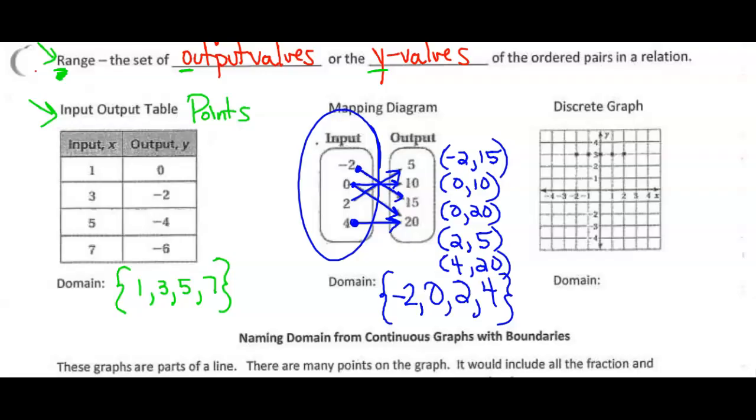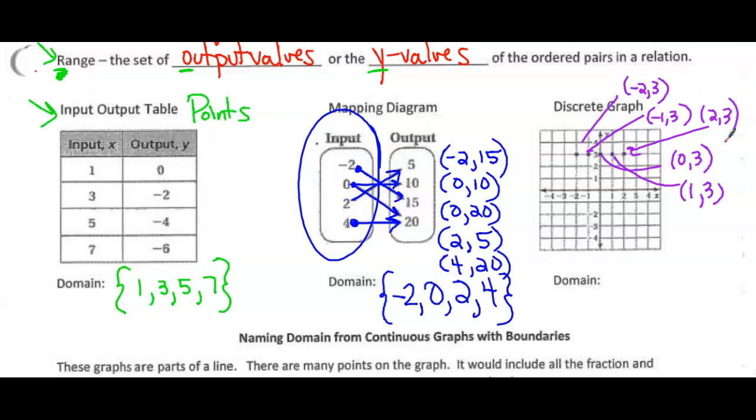So finally, if I give you a graph that is discrete, you look for the ordered pairs given, and I can see that they're there. If it helps you, you can write them down. -2, 3, -1, 3, 0, 3, 1, 3, and finally 2, 3. So again, this lesson is about domain. So all you need for domain is to give the set of x values. -2, -1, 0, 1, and 2.